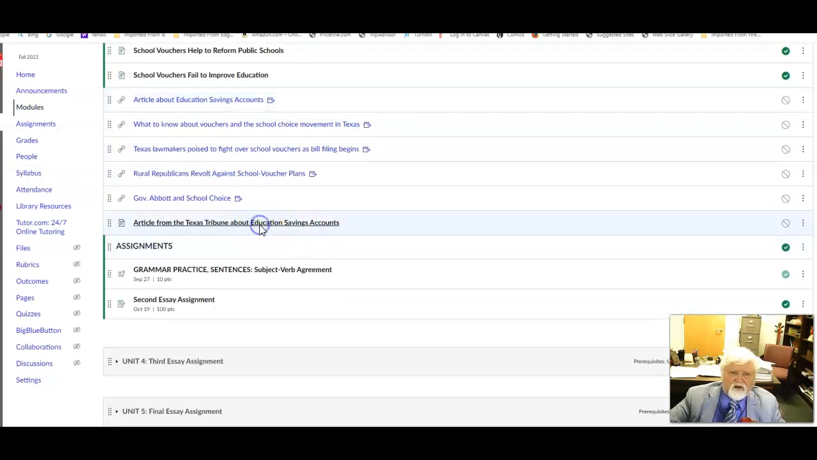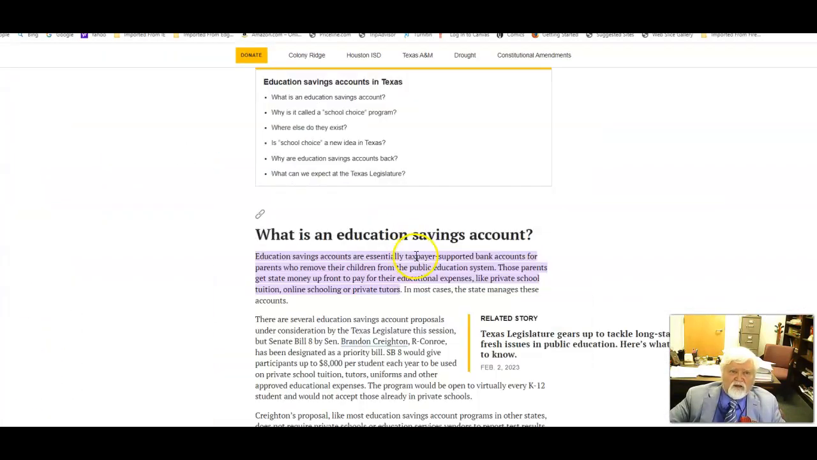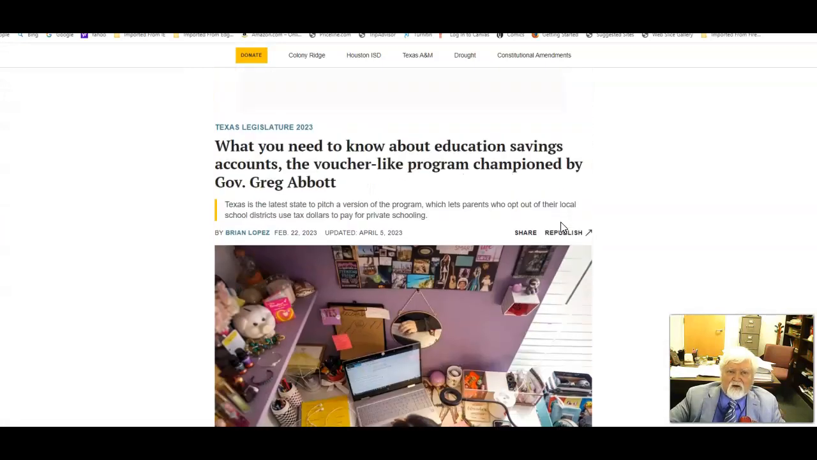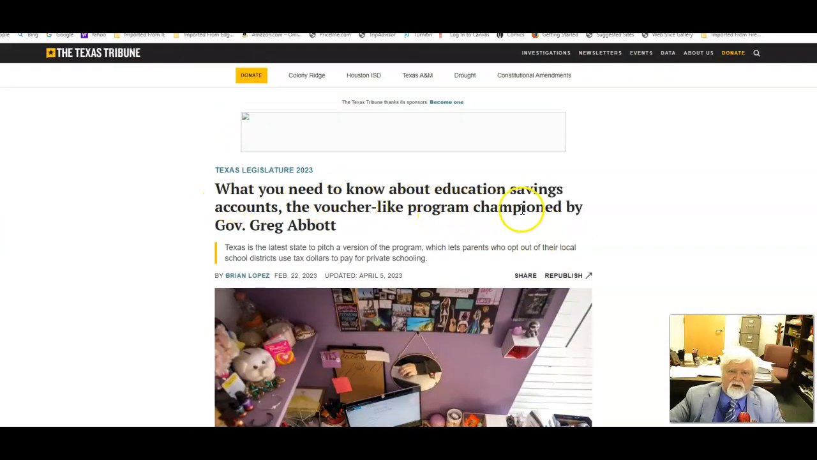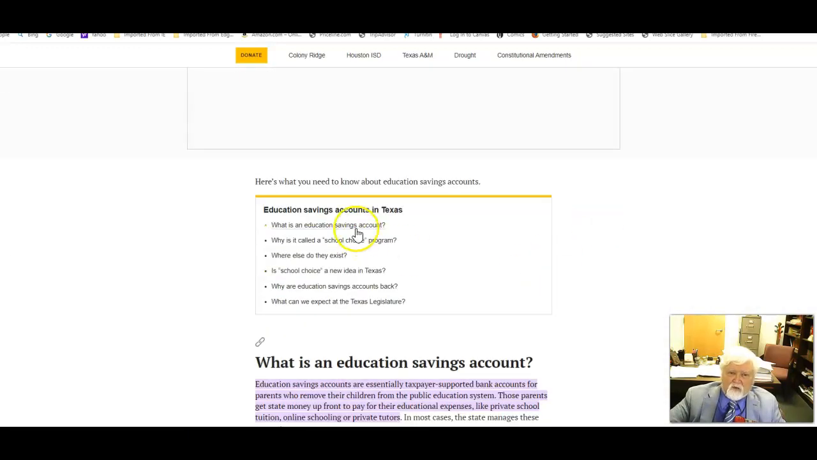And then this one is from the Texas Tribune, which offers a number of different aspects. And again, going back up here, what you need to know about education savings accounts. So here you go. The Texas Tribune is a nonpartisan commentary about Texas and its politics especially. And so it just gives you some views on what this involves, and just offers what it is.